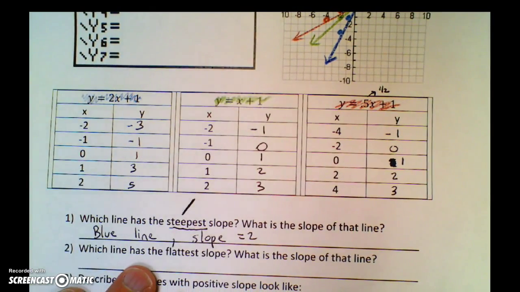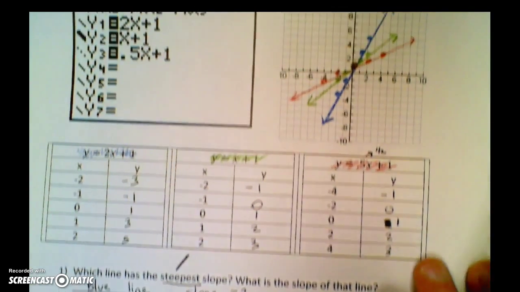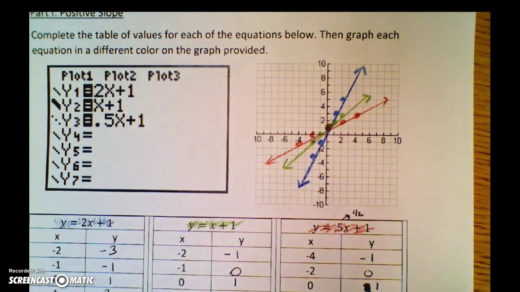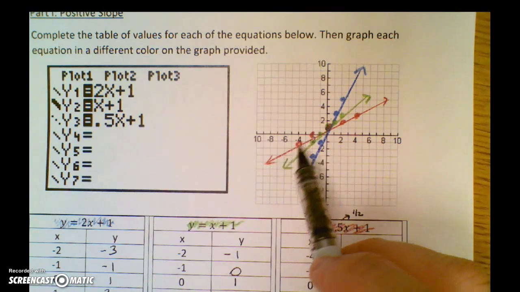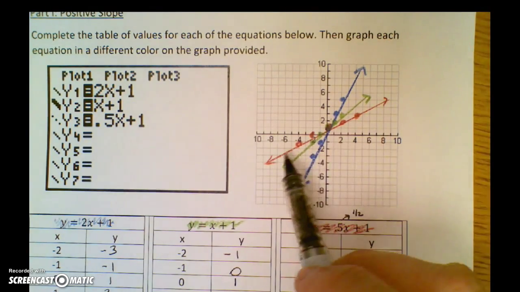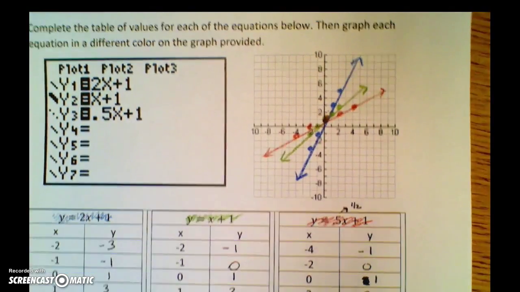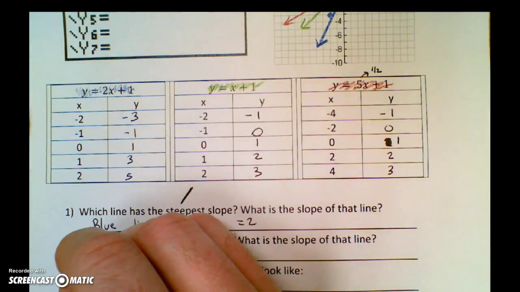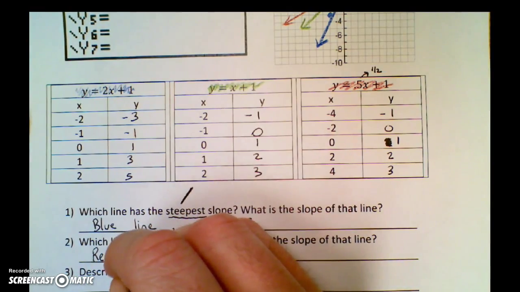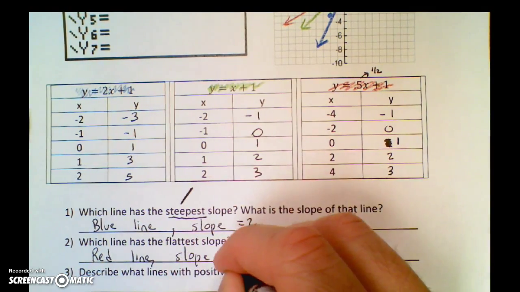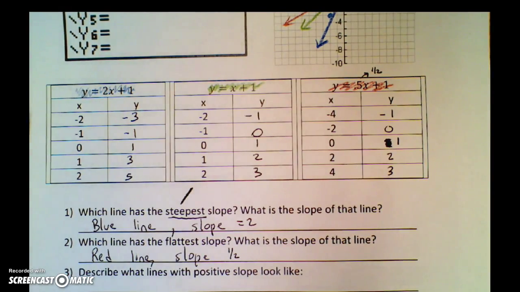Which line has the flattest slope? So if we look at our lines, and now we're looking for where it's easier to go up the hill. I see the red line as being easier. The green line is not as bad as the blue line, but the red line's even easier if you're trying to go up that hill on a bike. So it's the red line, and the slope in that case was a half, 0.5 or 1/2.